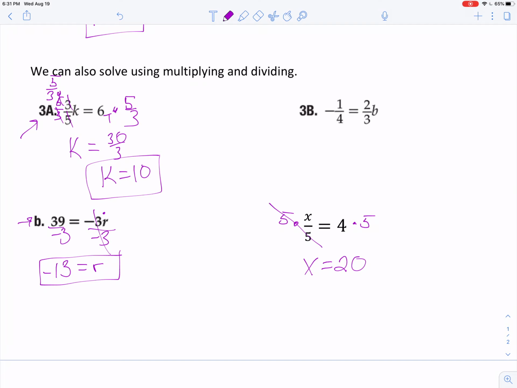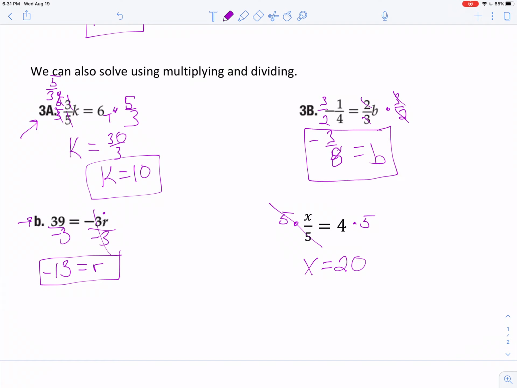Okay, so if I wanted to multiply over here, I would multiply by the reciprocal, 3 over 2. My 2's cancel, my 3's cancel, b is all that's left. Now I have negative 3 over, I'm sorry, that should be an 8, not a 4. There you go.